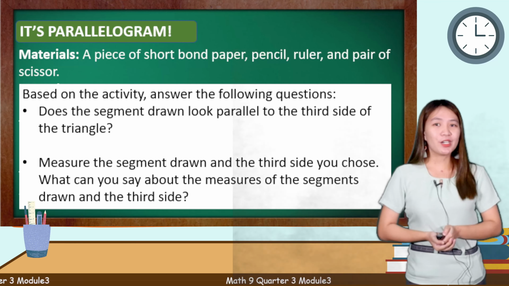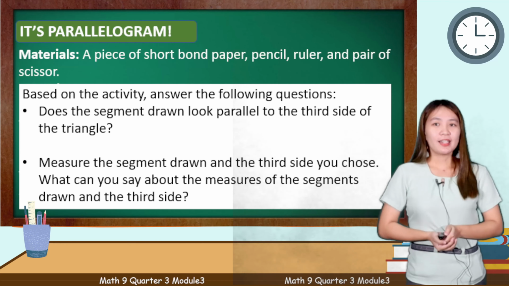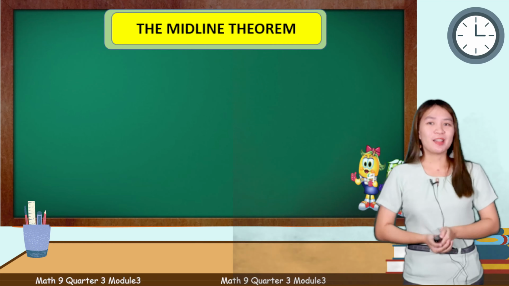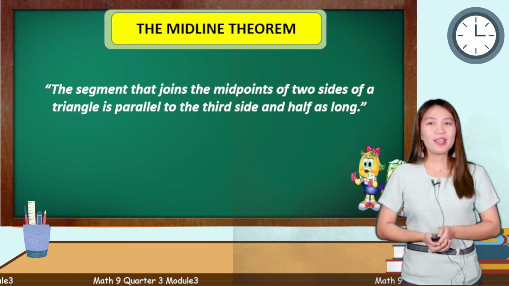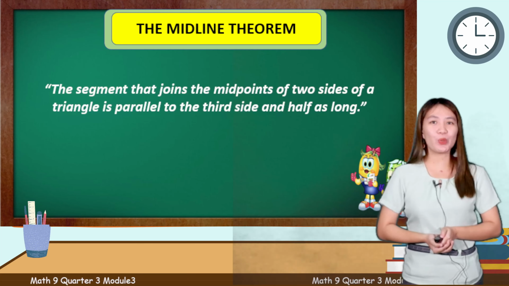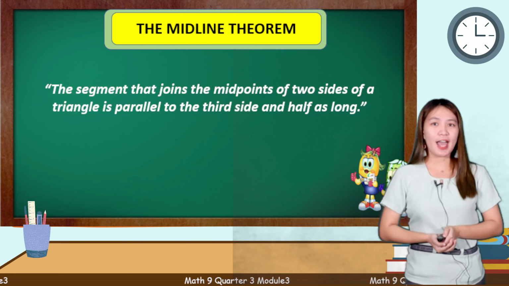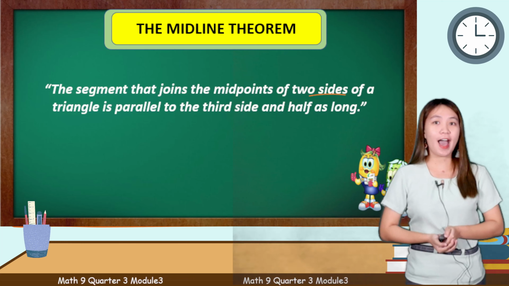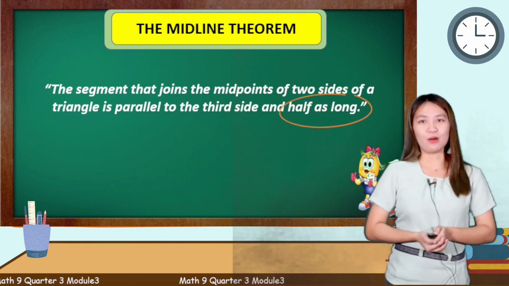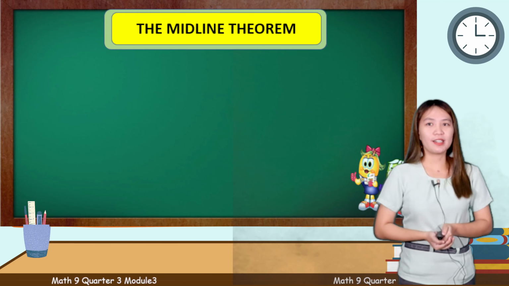So if your answer is that the segment is half as long as the third side, then that is exactly the midline theorem. Because the midline theorem states that the segment that joins the midpoint of two sides of a triangle is parallel to the third side and half as long. So take note of the statement half as long. Since we already defined the midline theorem, let us now prove it.